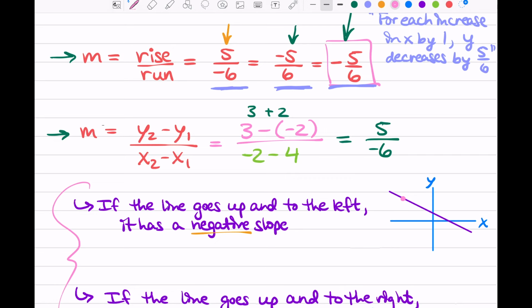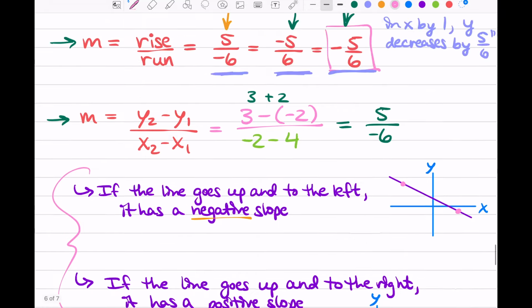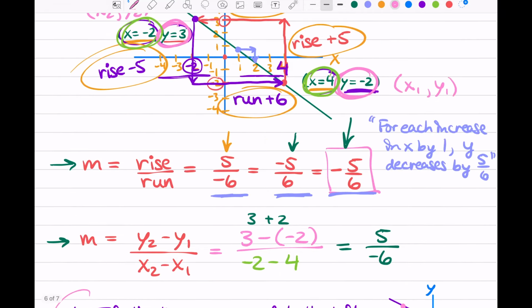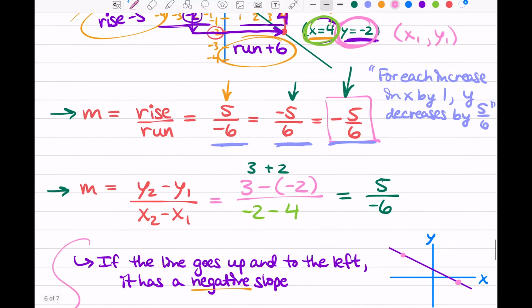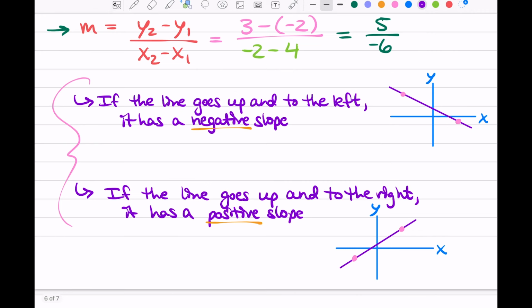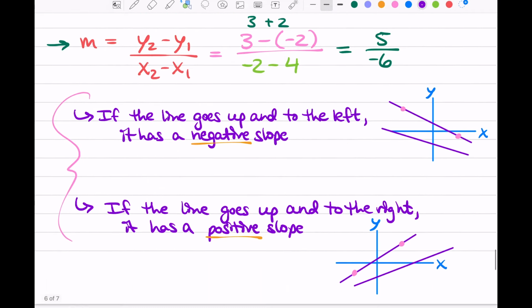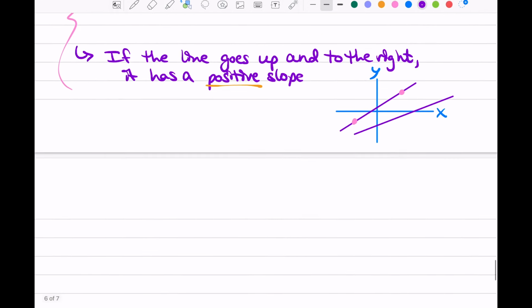Think about points that you could put onto the line, any random 2 points, and think about this idea of a rise and a run. See what happens when you rise and run from one point to the other. And you can think about any line that goes up to the left or up to the right. It doesn't matter. So think about those rises and runs and convince yourself that anytime a line goes up to the left, it's going to have a negative slope. And if it goes up to the right, it has a positive slope. So take some time and think about that.